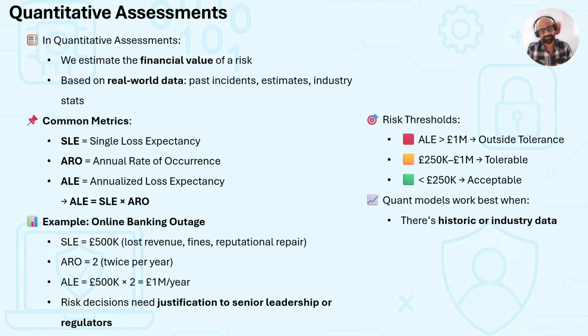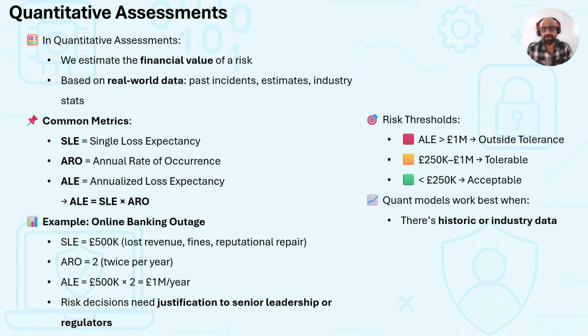Let's talk numbers, shall we? Quantitative assessments are great when you need hard data to justify spend. And banks love numbers. We try to estimate the cost of a risk over time. Say your online bank goes down for 6 hours. You factor in, firstly, the lost business, then customer compensation, then comes brand damage repair, and possibly regulatory penalties as well. That gives you the single loss expectancy, maybe about £500,000.